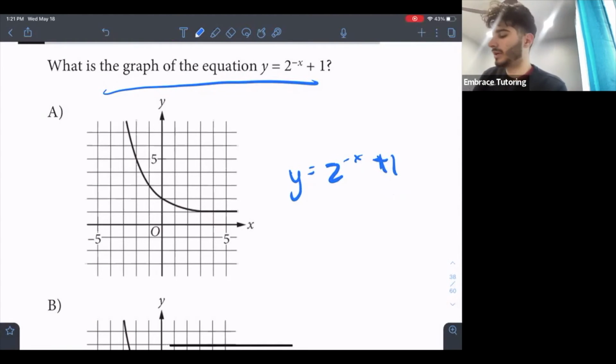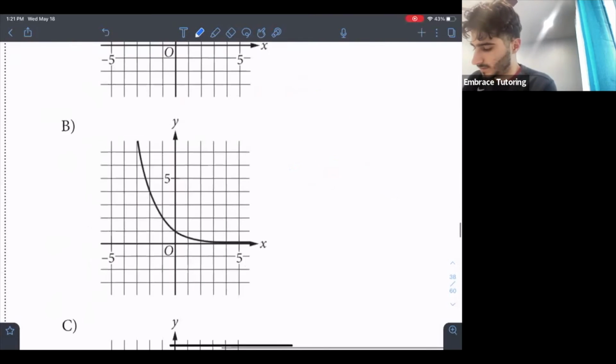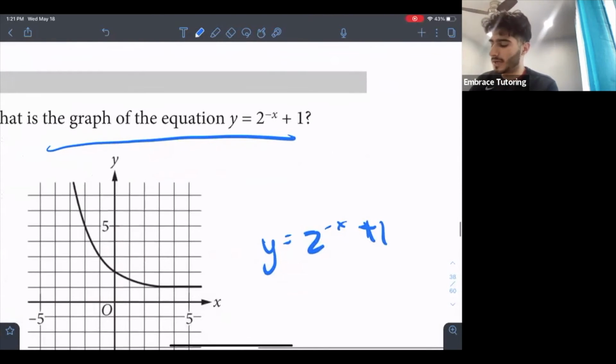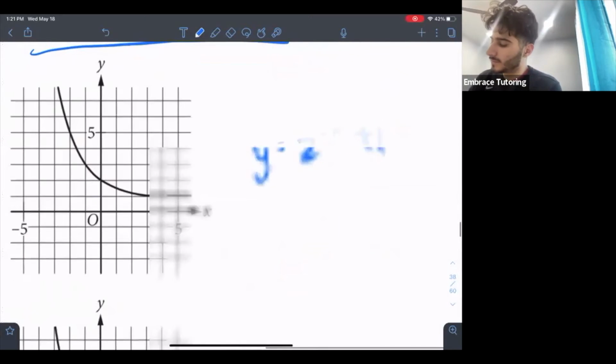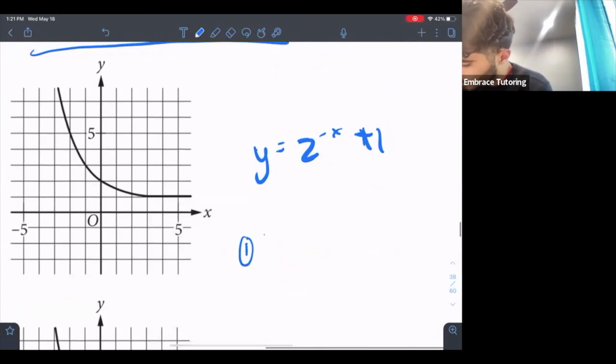plug in the basic numbers, but don't get confused. You can always also find the y-intercept first. The y-intercept is key.